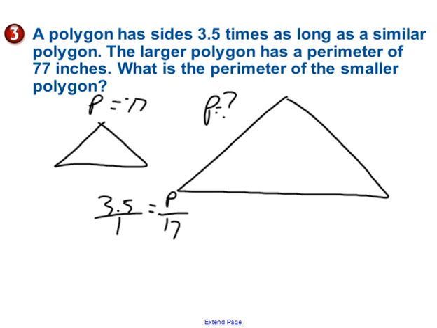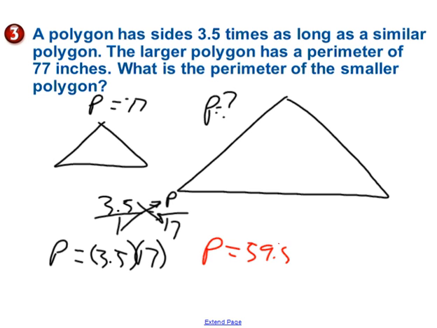So I can solve for this one by cross multiplying. Perimeter times 1 is equal to perimeter. And this would be 3.5 times the 17, the original perimeter. I'm going to do that on my calculator. It's 59.5 inches. That is the perimeter of the new one.